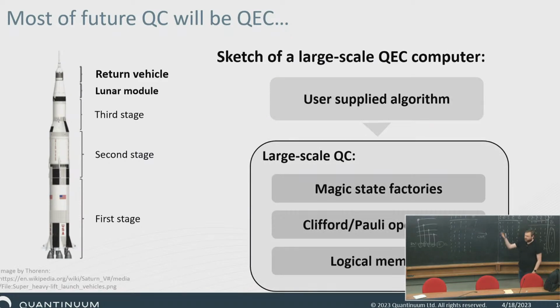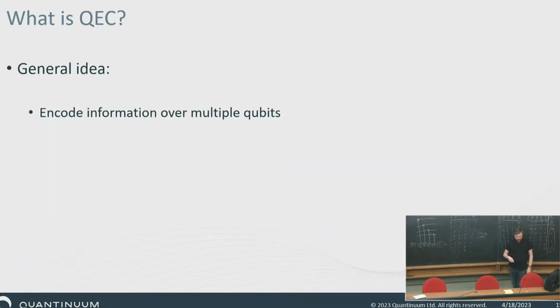Yeah, so you imagine that the user will supply some algorithm to our quantum device, which might be a hybrid system. Maybe it's a coprocessor for some high-performance computer. But in general, this gets sent down, and quantum error correction will do its magic under the hood. There's a variety of things it needs to do that you might not be familiar with yet. Potentially magic state factories, Clifford and Pauli operations on the logical level, like Ben mentioned, logical memory, and so forth. But 90%, 99% of it is quantum error correction.